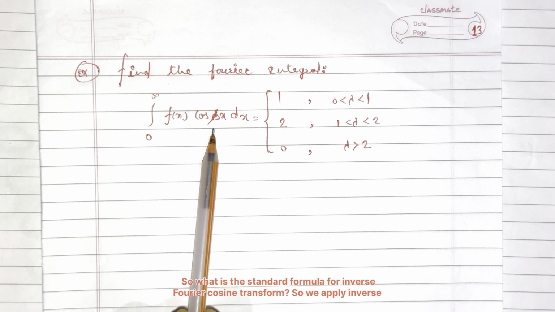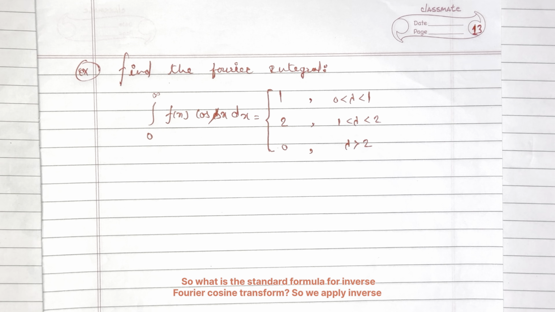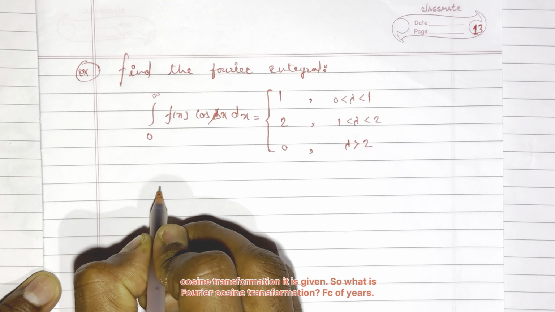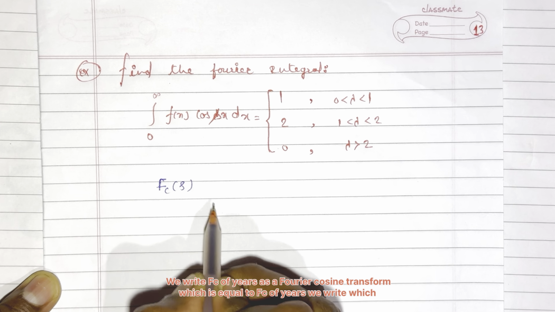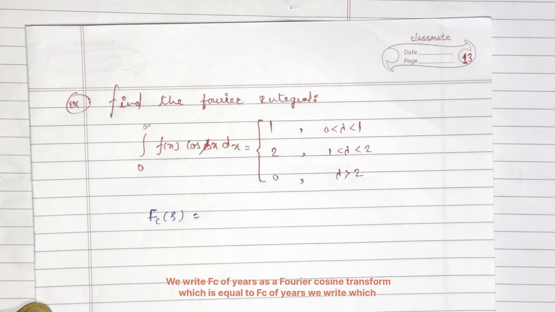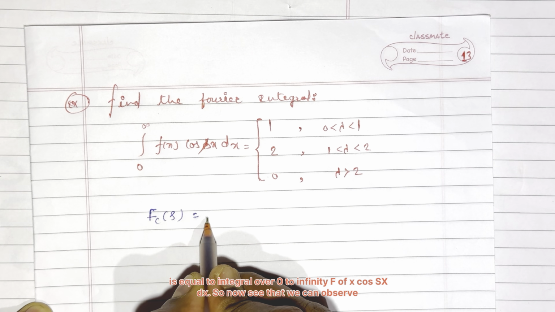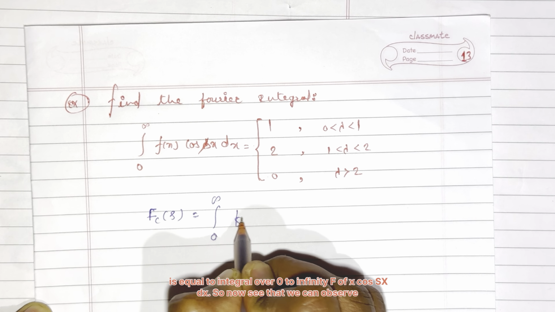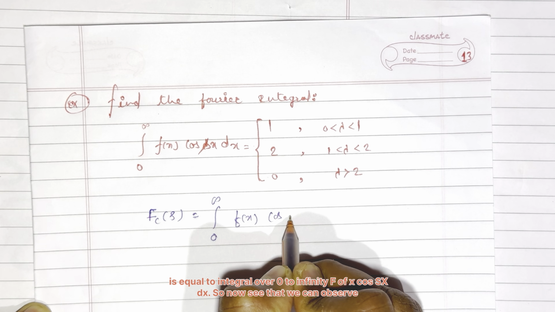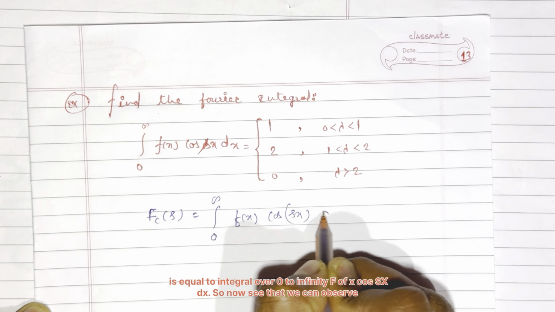So what is the standard formula for the inverse Fourier cosine transform? We apply the inverse Fourier cosine transform here. As we have the Fourier cosine transformation given, what is the Fourier cosine transformation? We write Fc of s as the Fourier cosine transform, which is equal to the integral from 0 to infinity of f of x cos sx dx.